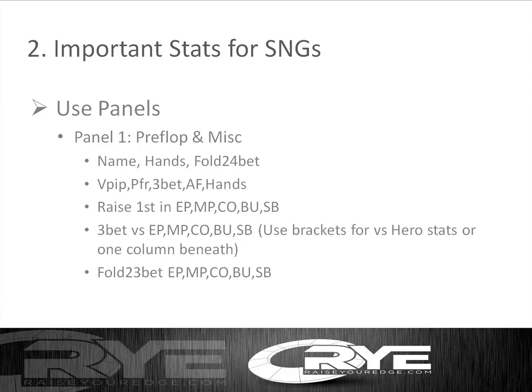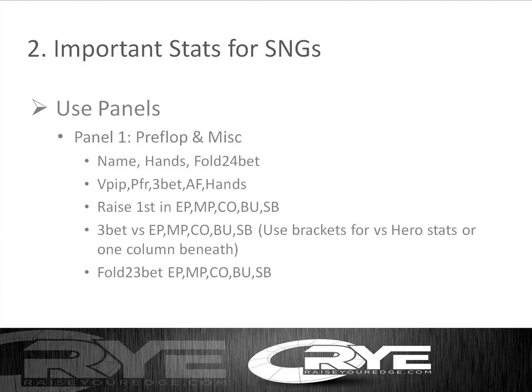Normally you have the raise stats for the position and the 3-bet stats for the different positions. But when we talk about 4-bets, we just have 4-bet and fold to 4-bet. That's why I put this stat in the first line. In the second line we have VPIP, PFR, 3-bet, aggression factor and hands. Then we have the raise first in stats for early position, middle position, cutoff, button and small blind.